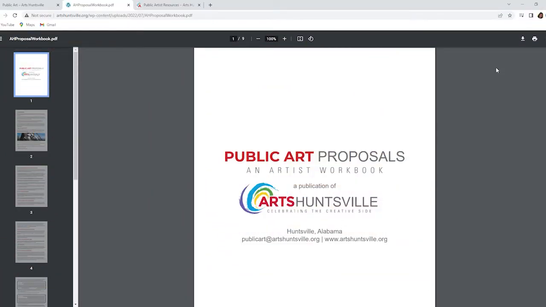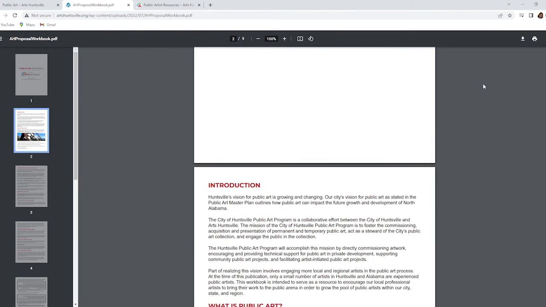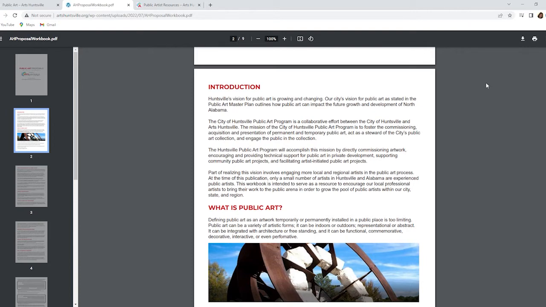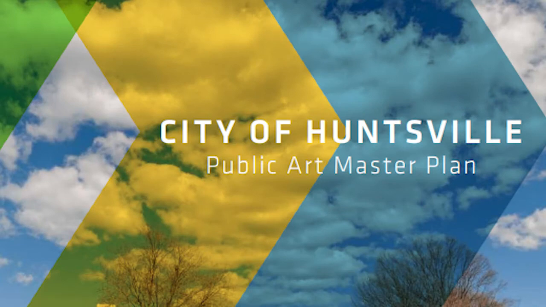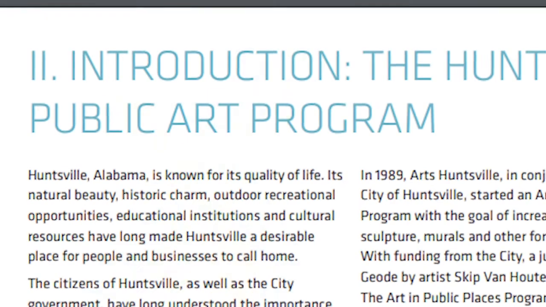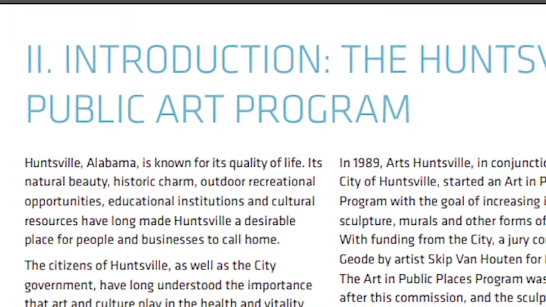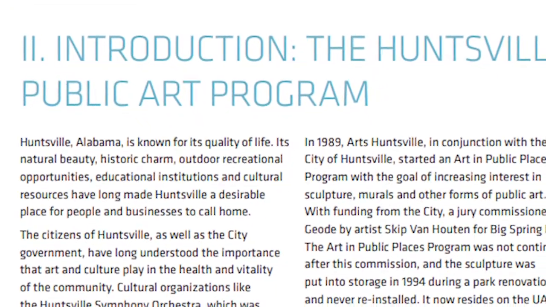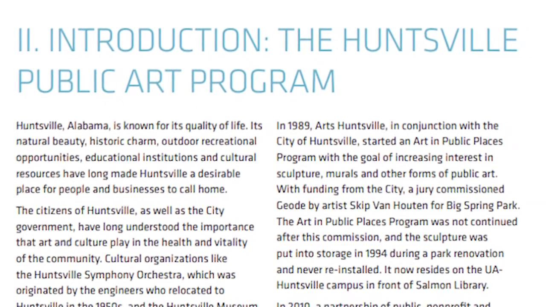So here we have our proposal writing workbook. It opens up with some preliminary information to familiarize yourself with public art and the public art program in Huntsville. It references our public art master plan. If you haven't already viewed the public art master plan, it's also available on our website, and I encourage you to have a look at that. It goes over the vision, the goals, and the restrictions of the public art master plan for Huntsville. If you speak to that in your proposal, it's always going to be helpful.